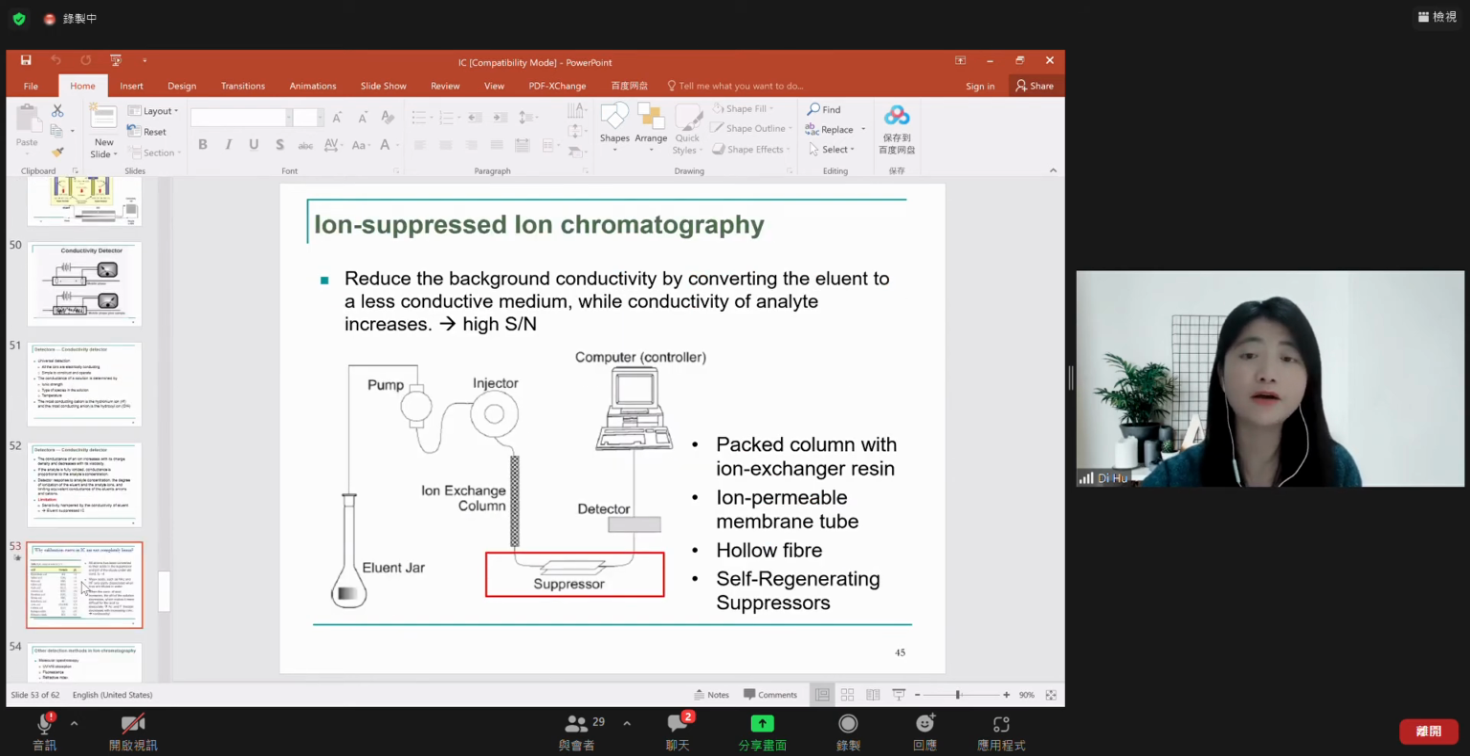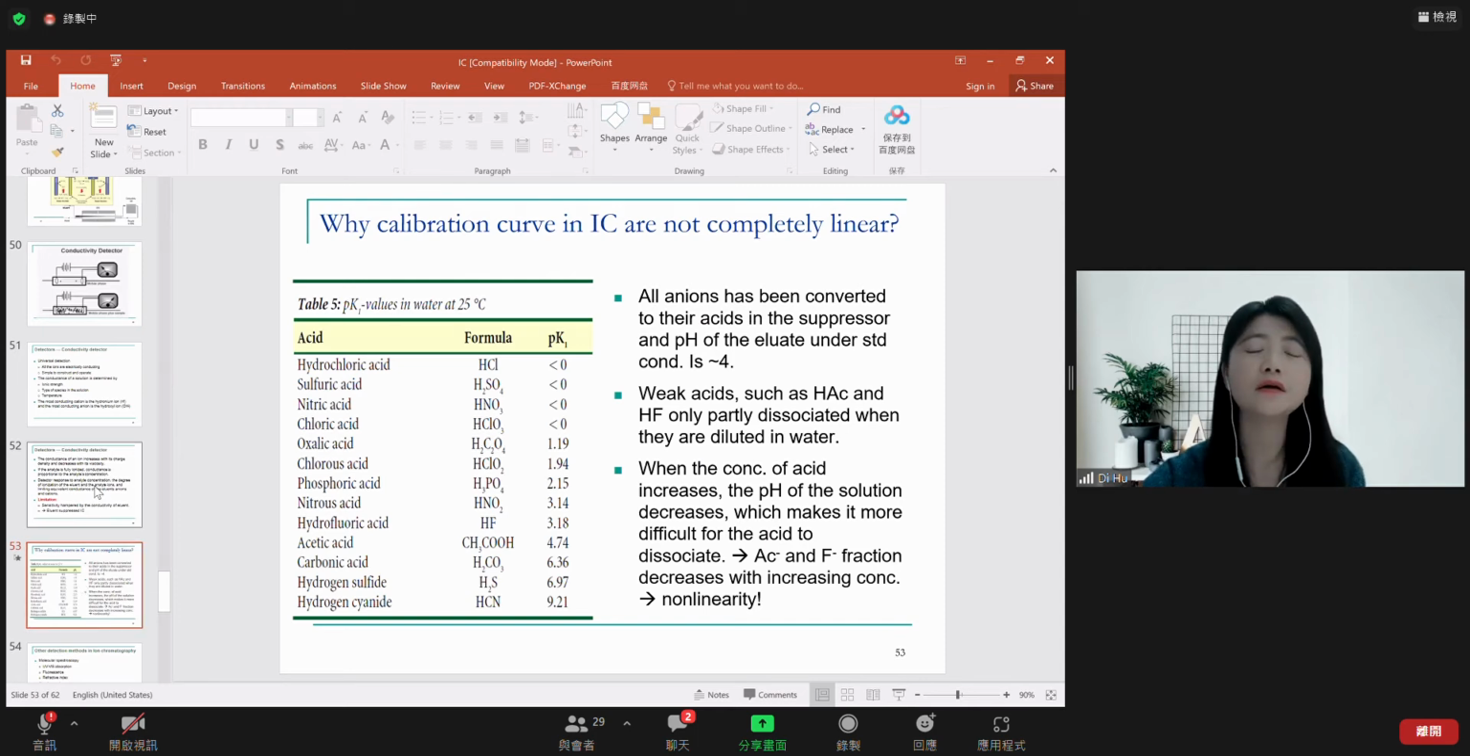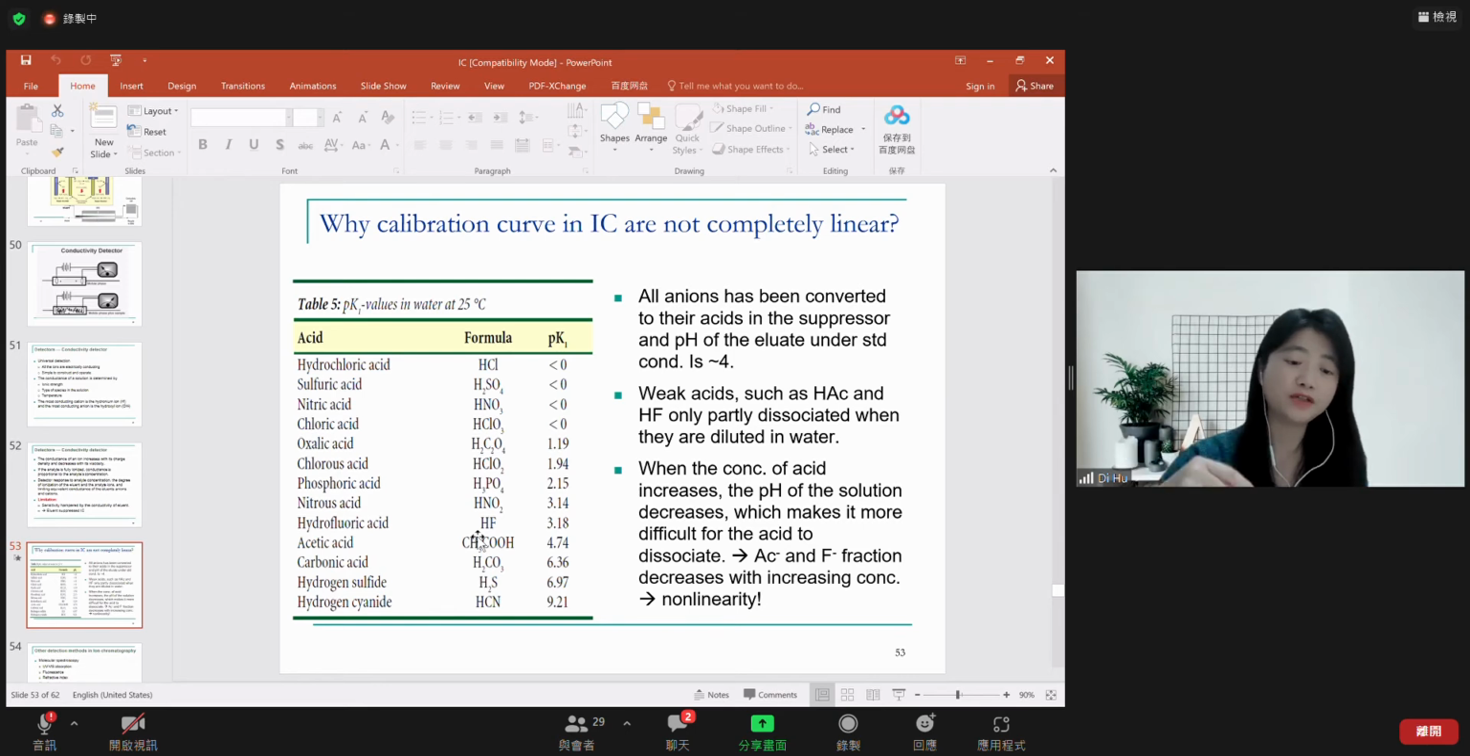We talked about that already, right? And we also talked about why the calibration curve for certain species in IC cannot be completely linear. That is because of weak acids, particularly acetic acid and also hydrofluoric acid. I think we wrote that down, from the equation pH equals pKa plus log A minus over HA, right? We calculated that one.